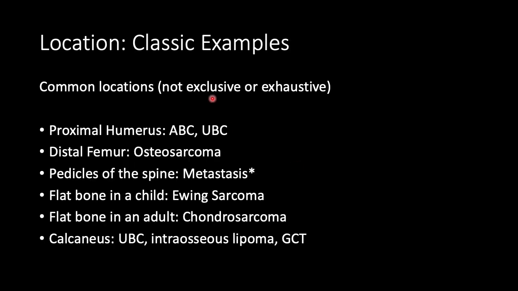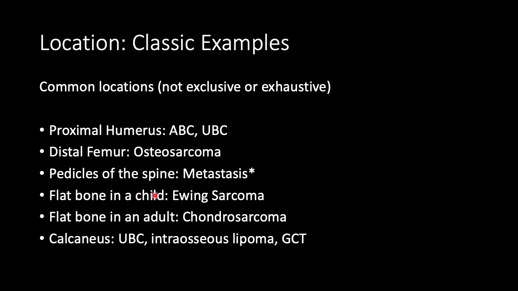Here are some classic examples. This list is not exclusive, nor is it exhaustive. You can pause the video and take a note if you want, or you can read further later. In the proximal humerus, ABC or UBC is a classic location. In the distal femur, you always want to consider osteosarcoma based on the features. In the pedicles of the spine, metastasis is a very, very important one to consider.